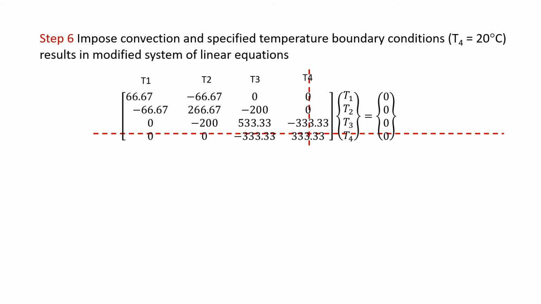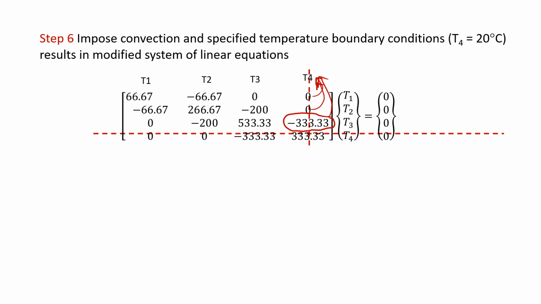For example, we start from the first row. For the column that we eliminate, we have to check, when we multiply with T4, whether it will give a value or not. For example, for the first row, 0 times T4 will be 0, so nothing changed. The second row, 0 multiplied with T4, also 0, nothing changed. But for the third row, we have a value here. So this value, when it's multiplied with T4, will generate a constant value. So that constant value, we have to bring to the right side.